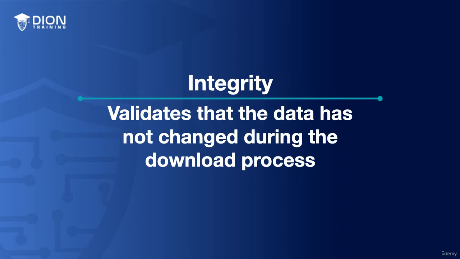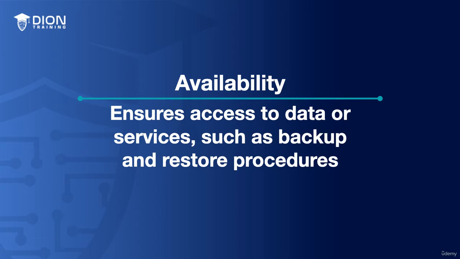Integrity refers to the process of ensuring that data has not been altered or tampered with at any point during its lifecycle, and that includes transfer or download. Lastly, availability involves ensuring access to data or services, such as by using backup and restore procedures.